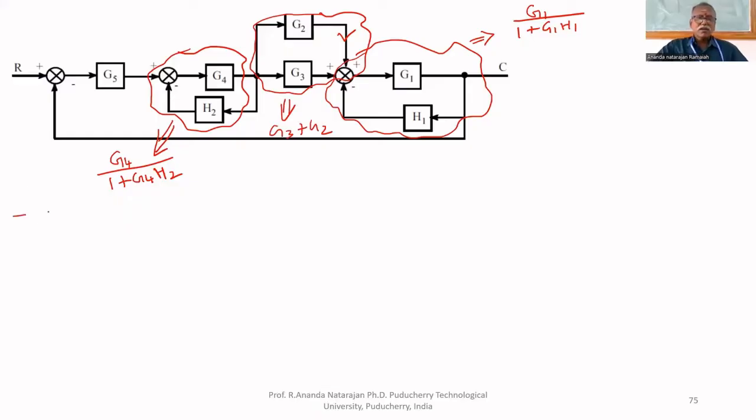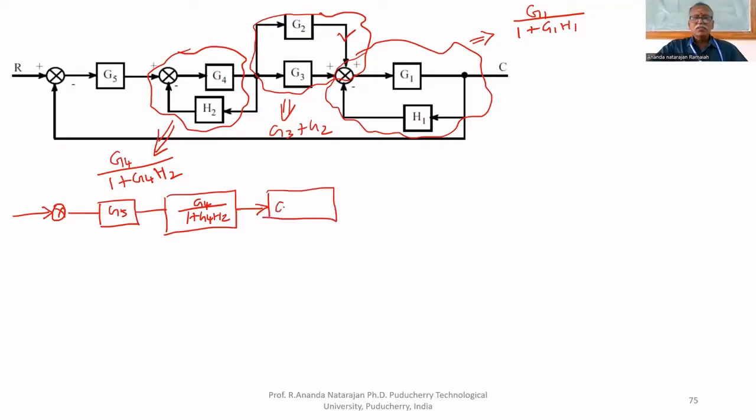Now, the block diagram can be reduced to G5, G4 upon 1 plus G4H2. These two are parallel blocks, that's why G3 plus G2. And this is feedback, so we can write G1 upon 1 plus G1H1.